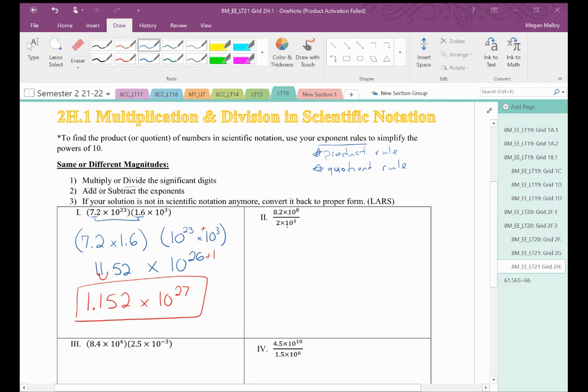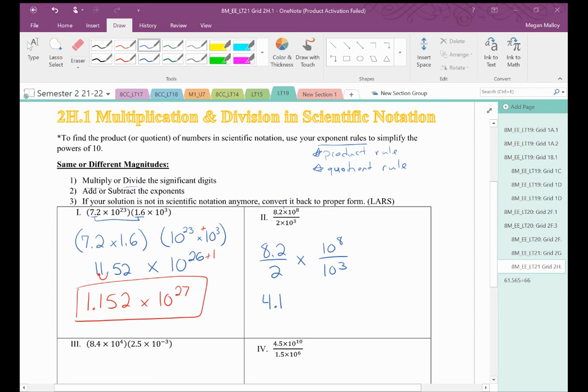If I look at my next example, I have a division problem here. Okay, so I am going to take my significant digits, which is 8.2 and 2, and I'm going to divide 8.2 divided by 2, which would give me 4.1. And then I'm going to multiply that by 10 to the 8th divided by 10 to the 3rd.